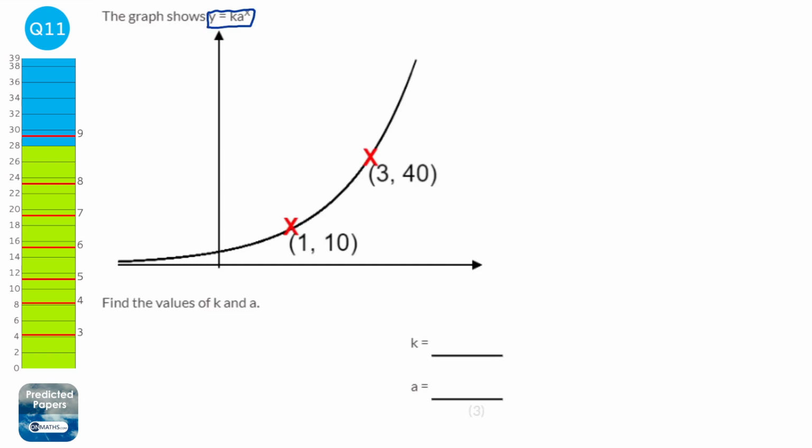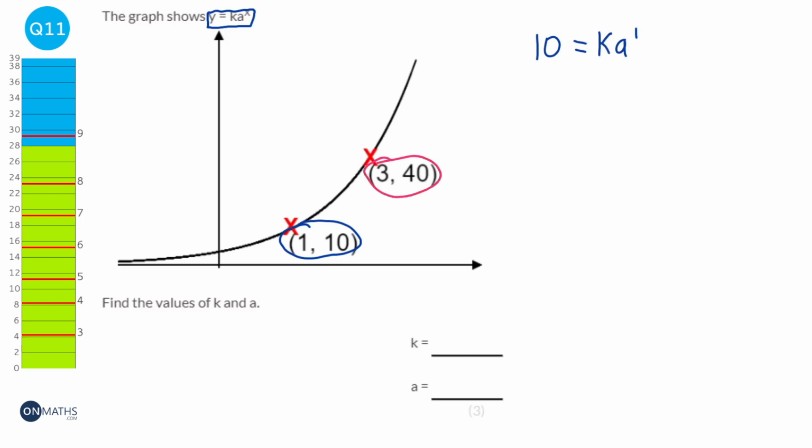So we're given the equation of the line, which is y equals k a to the power of x. And we're given two coordinates. So we're looking at this first coordinate and put that into the equation. So y is 10 equals k a to the power of x, which is 1. And we're going to do the same with the other coordinate. So we've got 40 equals k a to the power of x, which is 3.